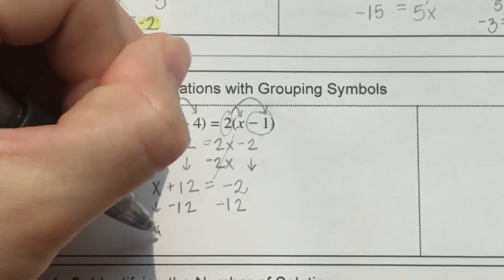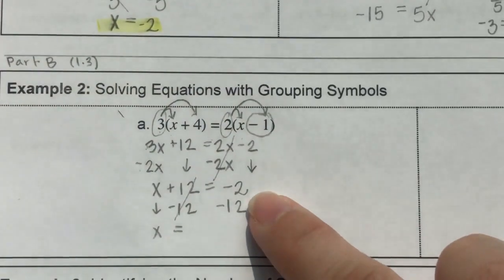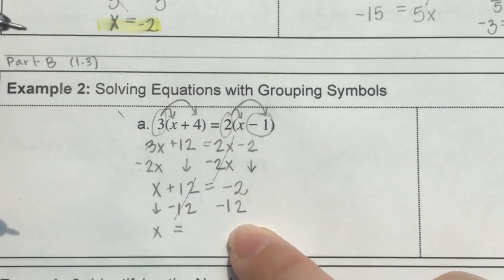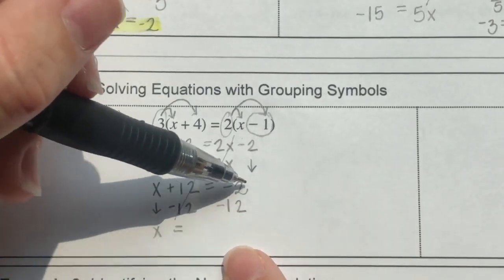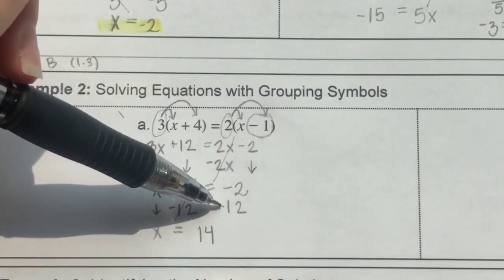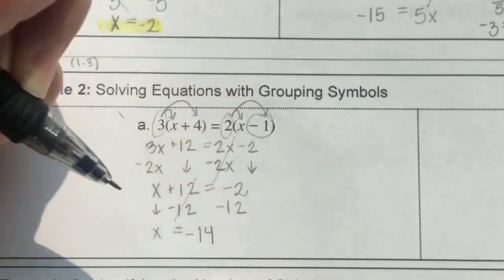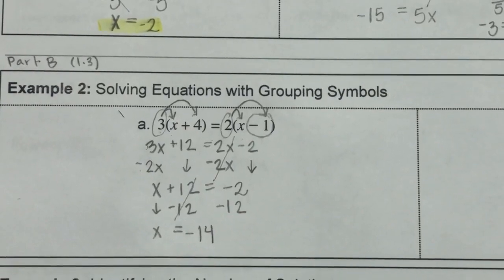So I'll bring down my x. 12 minus 12 cancels out, equals negative 2 minus 12, or like negative 2 plus negative 12. So the signs are the same, so I'm just going to add these numbers. So 14. And then they're both negative, so it'll be negative 14. So x equals negative 14 is our solution.